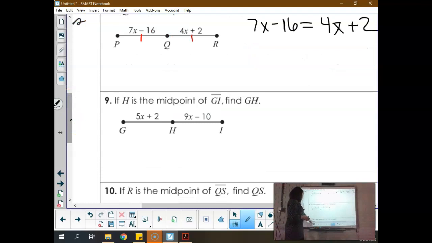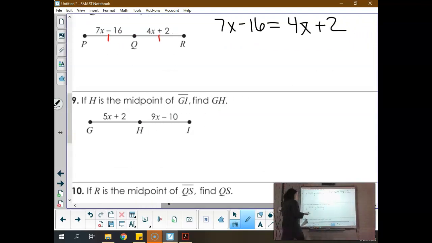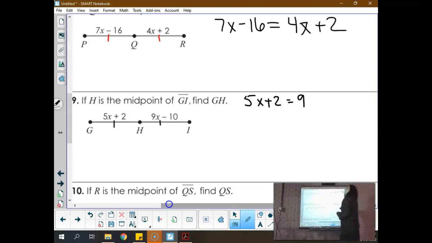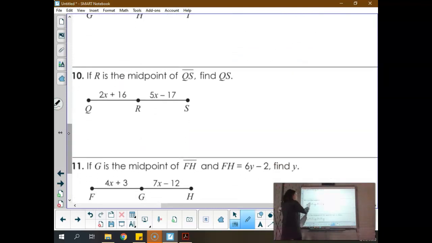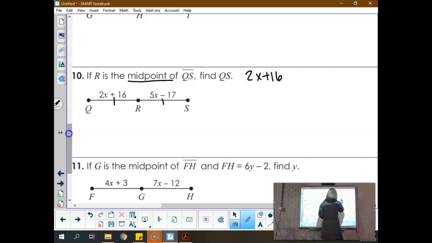All right, so 9. H is the midpoint of GI. So that means congruent, congruent. Again, set equal, solve. 5x plus 2 equals 9x minus 10. Solve for x. Same thing on 10. R is the midpoint. They literally tell me. QR and RS are the same. So I've got 2x plus 16 equals 5x minus 17.